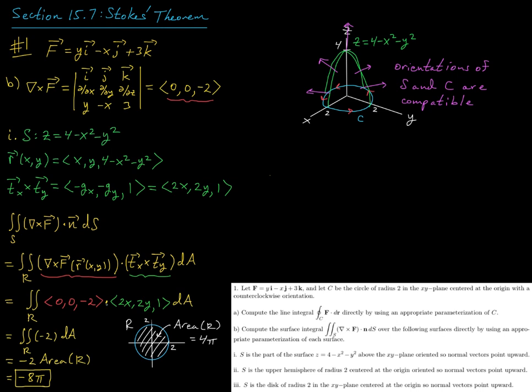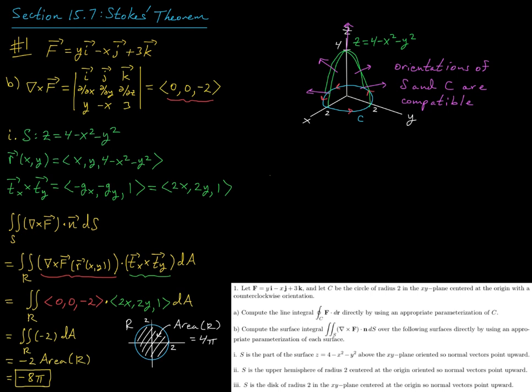And now we're going to integrate this dot product over the disk of radius 2 centered at the origin. Notice this dot product is just -2. So if I integrate a constant over this region R, that's just going to be -2, that constant, times the area of R. Since this is a circular disk of radius 2, it has area 4 pi. So we get -8 pi for the value of this surface integral. And that's exactly what Stokes' theorem says we should get. It's the same value as the line integral over the boundary curve that we found in part A.